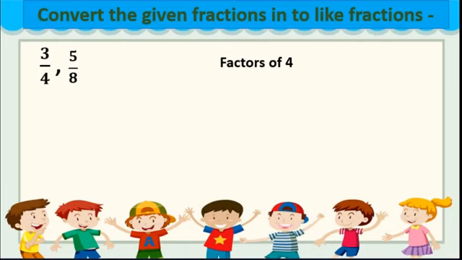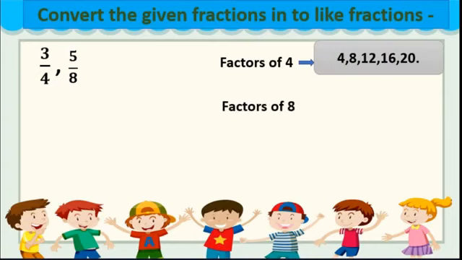Okay, first multiples of 4, they are 4 table. 4 ones are 4, 4 twos are 8. Like this we have to write. And the multiples of 8 we will write 8, 16. Again 8 table we will write because we are dealing with the multiples of it. Correct? Now we have to find out any same number we get in both. Yes, here 16. Here also we have 16. So we can convert the given fractions into the like fractions by using 16 as the denominator.